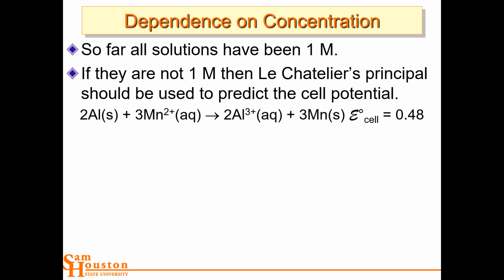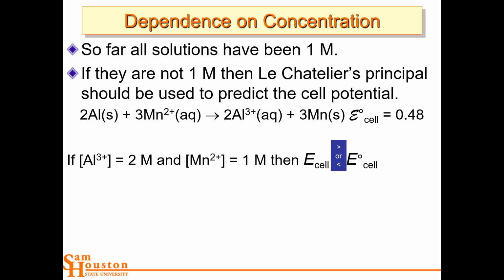So aluminum in contact with manganese ions will spontaneously oxidize and become aluminum ions, and the manganese will precipitate out, become solid. So this is a spontaneous cell. It has a potential of about 0.5 volt. But if we change those concentrations, we'll change from the standard cell to actual cell.